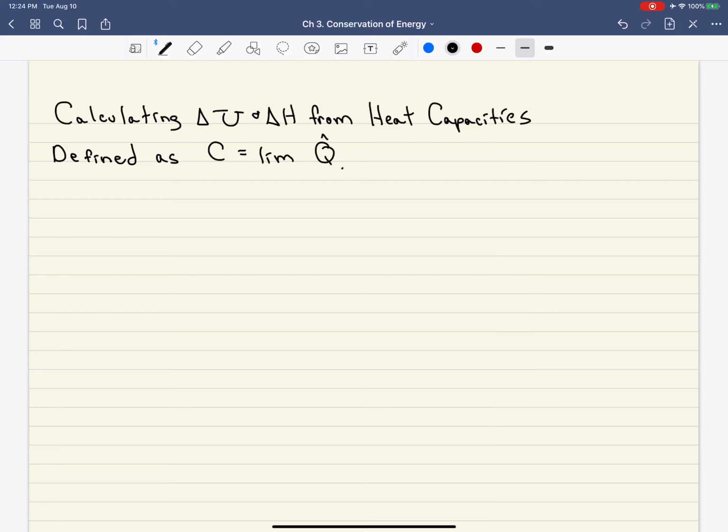specific heat divided by a change in temperature in the limit that that change in temperature is approaching zero, or it's infinitesimally small. And so if we're dealing with an infinitesimally small change in temperature, we could rewrite this ratio as the partial derivative of the specific heat with respect to temperature. Okay, so that's just the formal definition of the heat capacity.